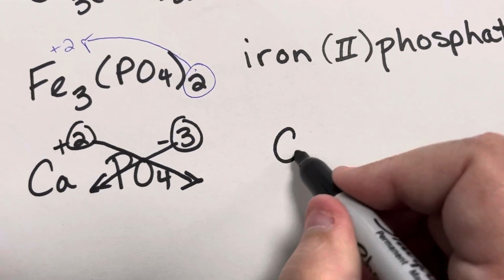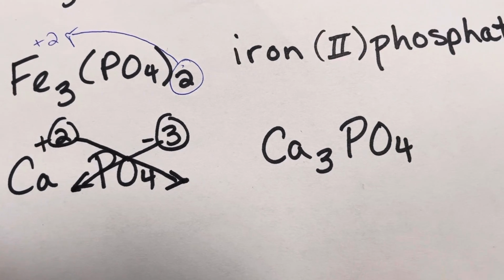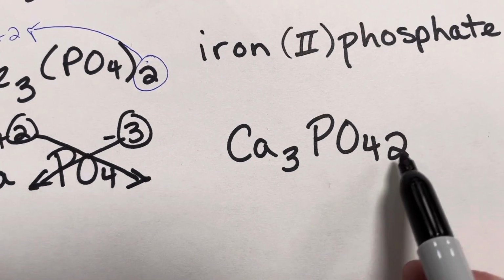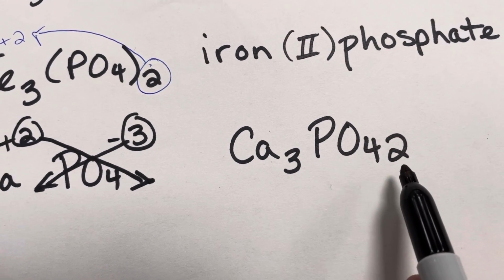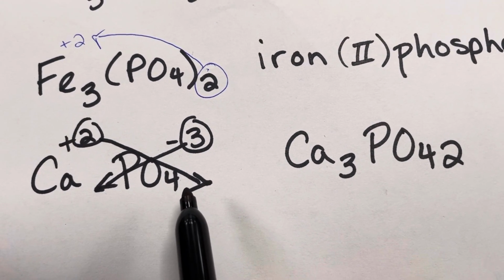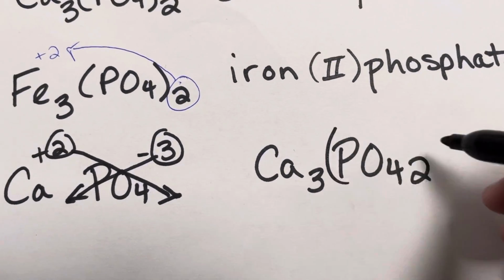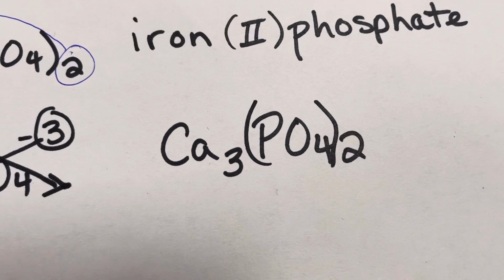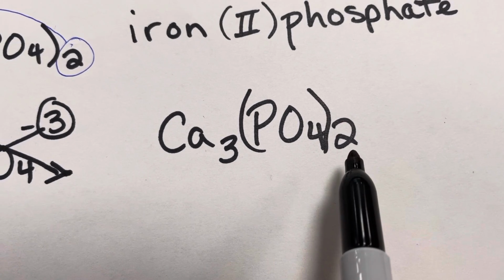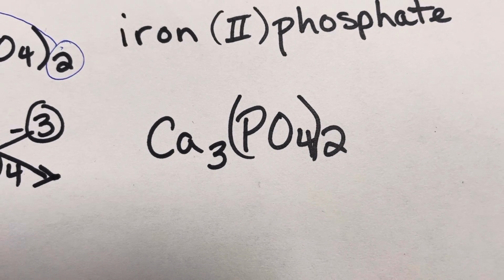Now we wouldn't want to write it like this, Ca3PO42, because then it looks like we need 42 oxygens. So if we have to bring a charge down behind a polyatomic ion that already has a subscript there, we need to put the number in parentheses. So that the 4 is on the inside of the parentheses, and then the number that we crossed over and brought down goes behind the parentheses. All right.